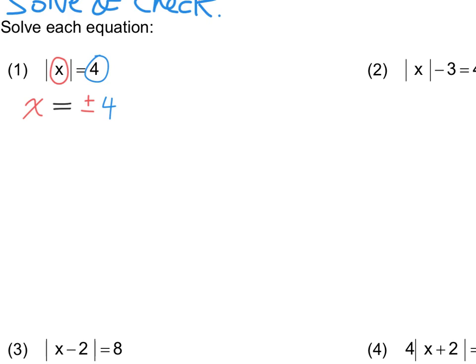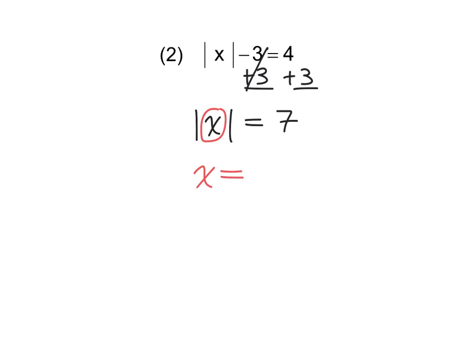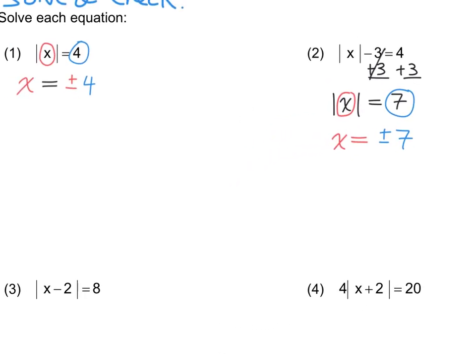The next one, you're going to do a little bit more. Still don't need as much space as we're given, so somebody wants that as a typo. So here I want to add 3 to both sides. Take whatever's within your absolute value, set it equal to plus or minus whatever is on the right-hand side. X is equal to plus or minus 7.